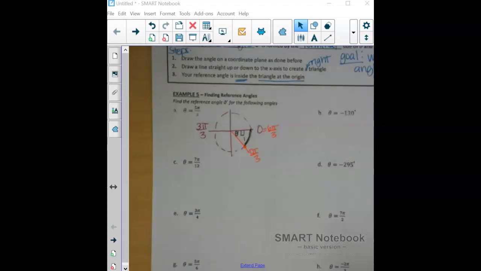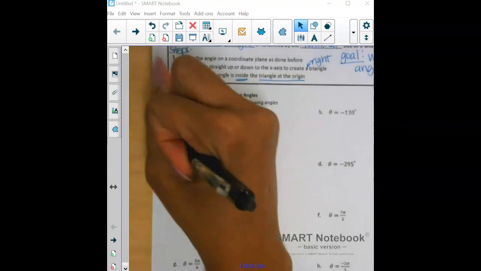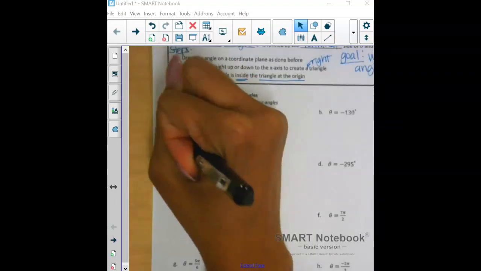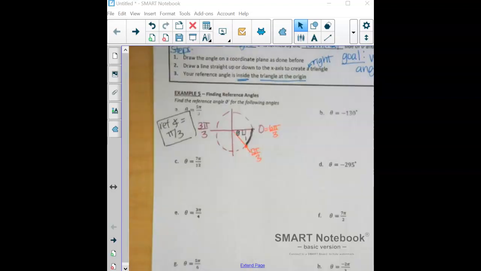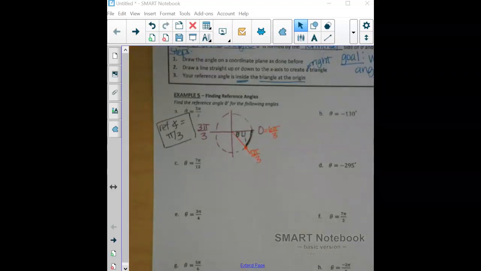Pi over 3, that's all. That's your reference angle. Your reference angle is pi over 3. It's just telling you how far you are away from the x-axis.